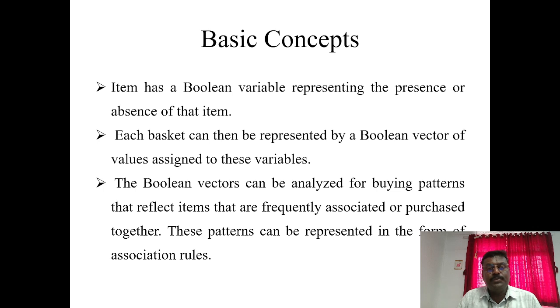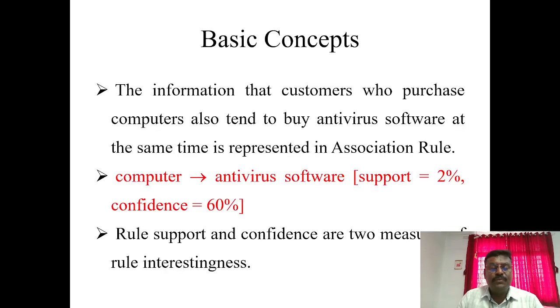First, each item is a Boolean variable representing the presence or absence of the item. Each basket can be represented as a Boolean vector of values assigned to the variables. The Boolean vectors can be analyzed for buying patterns, frequent association, and items purchased together. This pattern can be represented in the form of association rules. First, we will discuss how you can create an association rule.